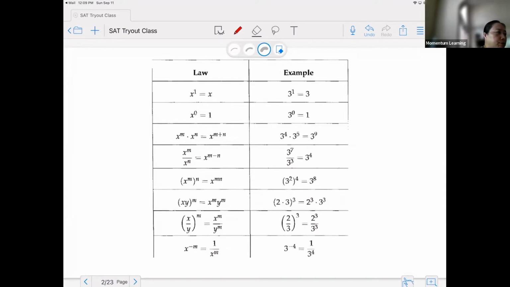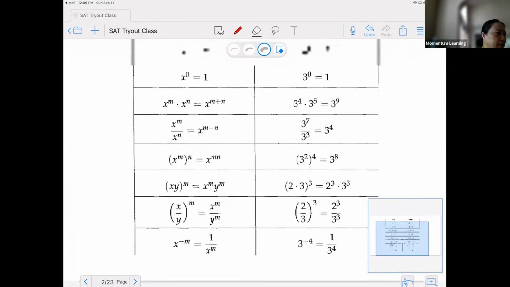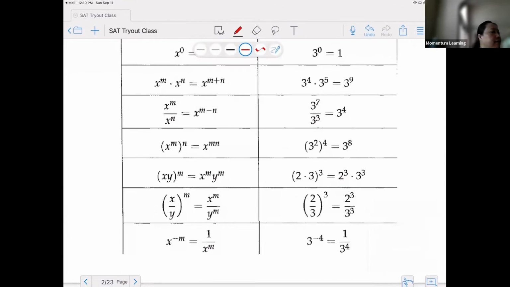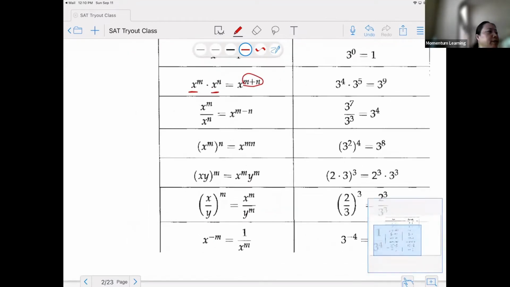I'm going to start with the third one, and then I will go over the other ones. If I have the same base, x to the power of m times x to the power of n, you actually add those exponents. Now, what if you forget? The formula is not given, right? I will help you here: you can deduce it yourself.